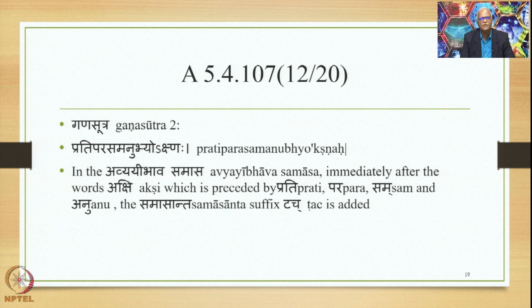Let us now study the second Gana Sutra. This is prati para sam anubhyaha akshnaha. What it means is the following. In the avyayibhava samasa, immediately after the word akshi, which is preceded by prati, para, sam and anu, the samasanta suffix tach is added. I repeat, in the avyayibhava samasa, immediately after the word akshi, akshi means an eye, which is preceded by the avyayas, namely prati, para, sam and anu, the samasanta suffix tach is added.